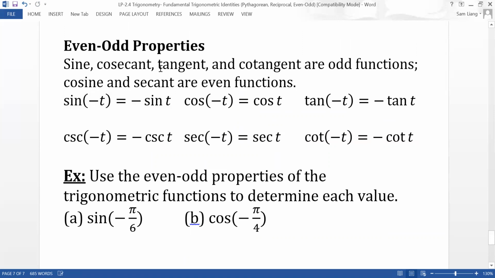Sine, cosecant, tangent, and cotangent are odd functions. Cosine and secant are even functions. Algebraically, that would mean this: sine of negative t equals negative sine t. Cosecant of negative t equals negative cosecant t. And then the same thing for tan and cotangent.